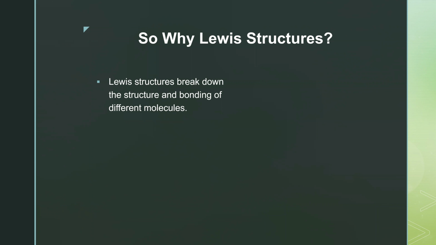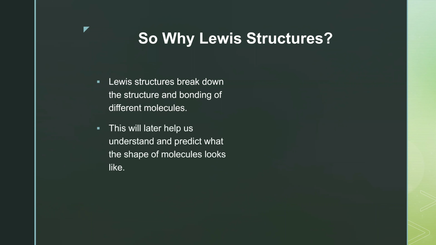At this point in class, everyone should have a basic understanding of molecular geometry, molecular orbitals, and the different things. But going back to Lewis structures is important, because if the base foundation of understanding Lewis structures isn't there, it's going to make it harder to understand and predict what the shape of the molecules look like.